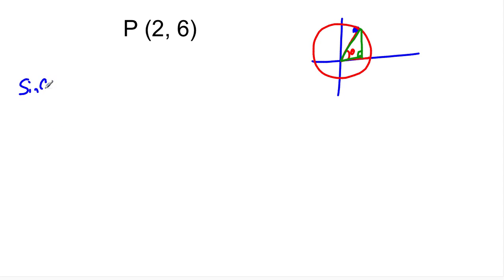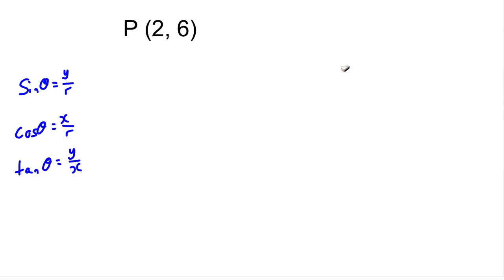So I'm going to have sine of theta. That formula is y over the radius, which is, in the case of the right triangle, the hypotenuse. Cosine of theta is going to equal x over the radius. Tangent of theta is going to equal y over x. And then I have the other three that are reciprocals, and we'll figure them out soon enough.